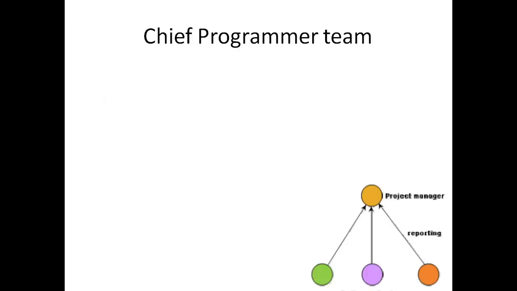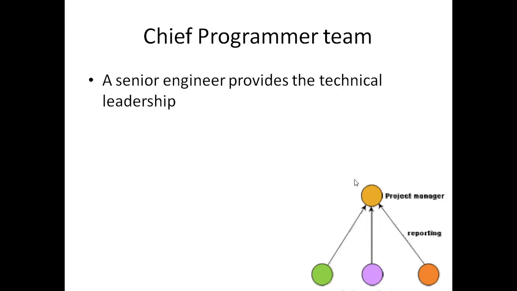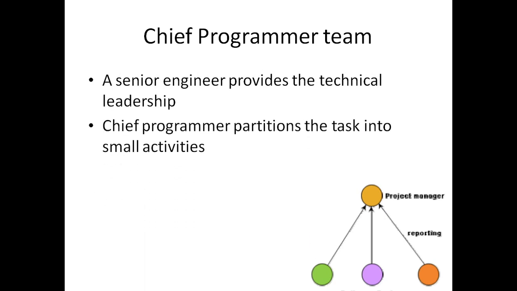The first one is the chief programmer team. In this chief programmer team, there will be a project manager, and all the other team members will be reporting directly to the project manager. A senior engineer will provide the technical leadership, and he will be designated as the project manager. The chief programmer will partition the task into different small activities, and he will assign those tasks to each team member.